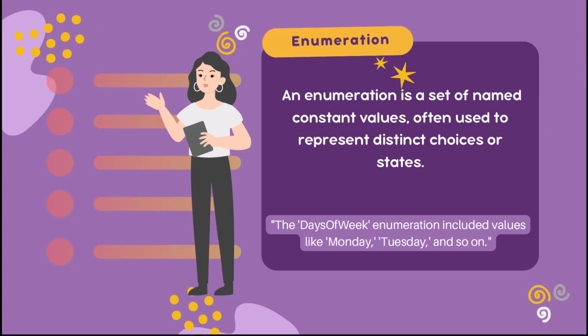Enumeration. An enumeration is a set of named constant values, often used to represent distinct choices or states. Example: the days of week enumeration included values like Monday, Tuesday, and so on.